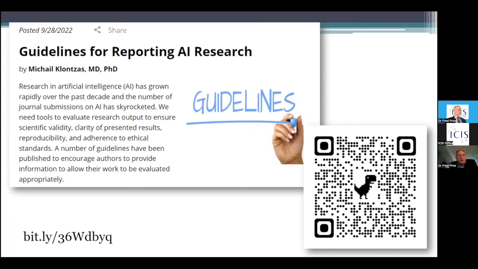Also available is this blog post that we had in our journal by one of our trainee editors, where they summarize and point to a variety of the guidelines that have been used for reporting AI research. And we have the QR code and the little hash code available for you there.